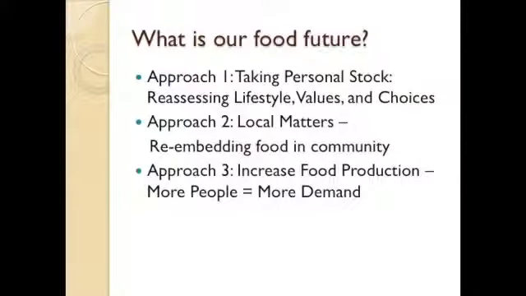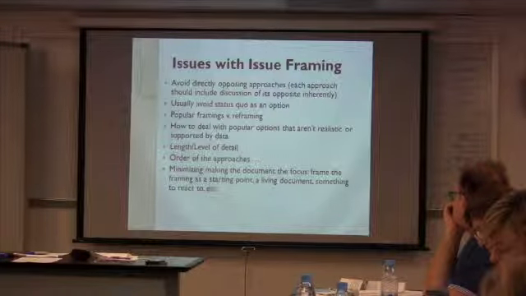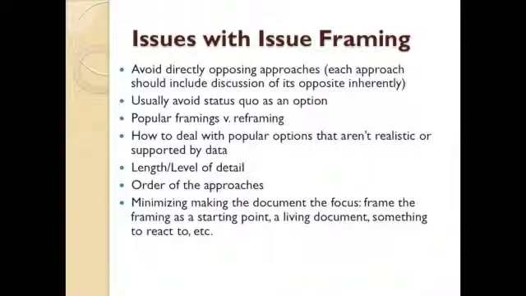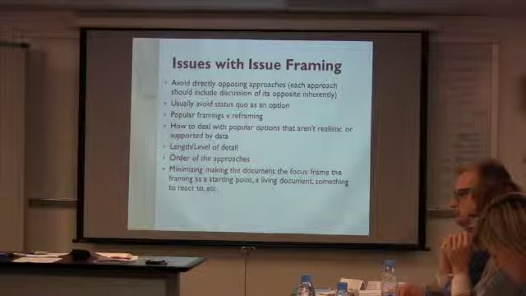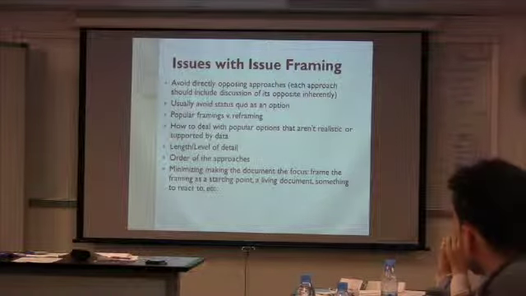Well, let me jump past these for a second and try to get to some of the more key issues to think about. I probably touched on these a few already. Avoid directly opposing approaches, I already talked about that. Usually avoid status quo as an option. We tend not to say one approach is, let's just keep it the way it is, right? Because normally you want to pick an issue that people agree status quo is not working. We've got to do something about this, right? So you don't want status quo to be an option.